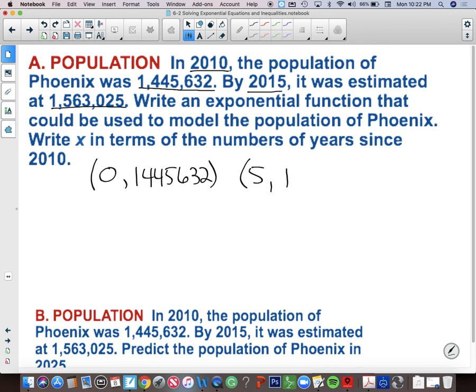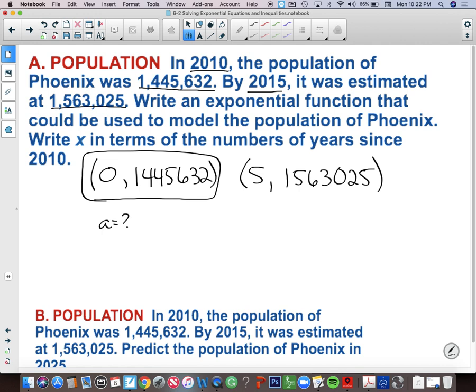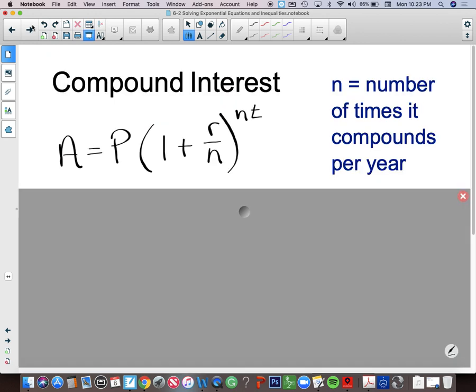1,563,25. So we do exactly the same thing we just did to find the equation. We're going to use this one first, find the A, this one second, find the B. Okay, that's how we would do that with a word problem. Okay, so let's jump to compound interest.